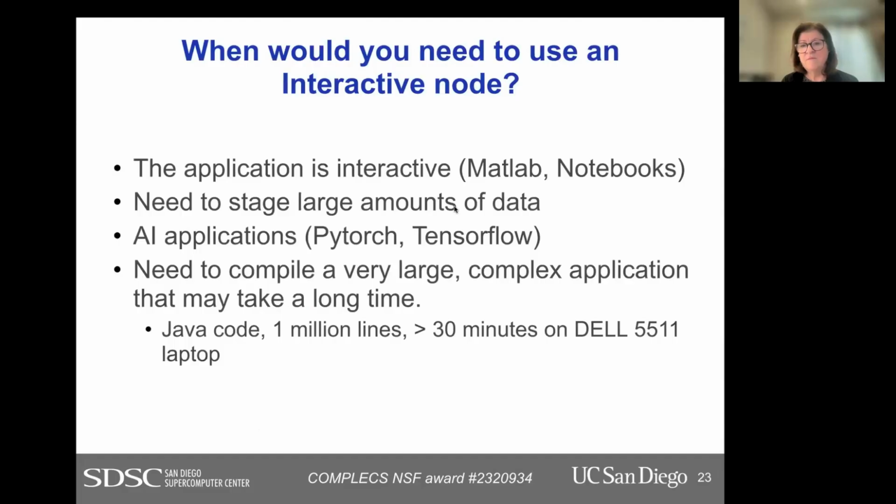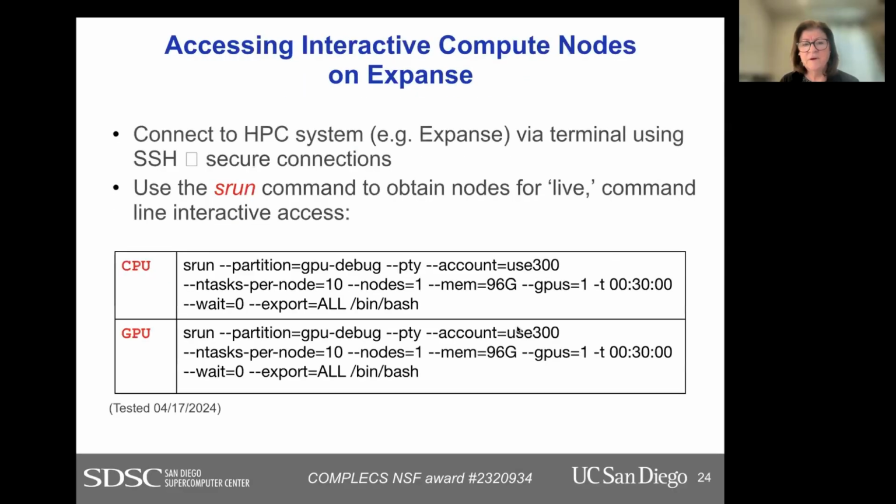So when would you need to use an interactive node? Again, the application is interactive, like MATLAB or notebooks. You need to stage large amounts of data. You want to run an AI application like PyTorch. You can run PyTorch and TensorFlow through a batch script, getting work done in the back end, or interactively through secure connections. We recommend that with a container, and we have a talk on containers. If you need to compile large complex applications, sometimes they do take a long time. An example of Java code that's 1 million lines took 30 minutes on a Dell 5511. So there are a lot of legacy applications that take a long time to compile.